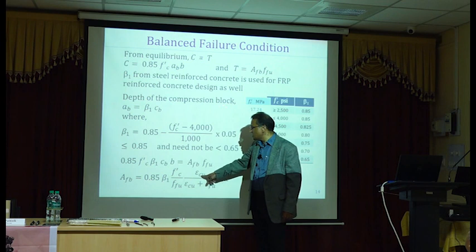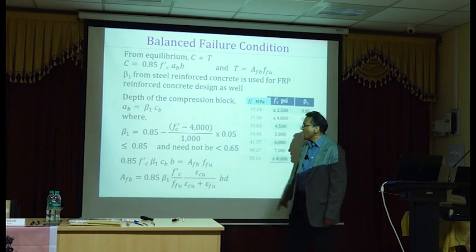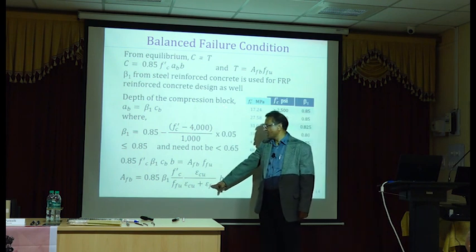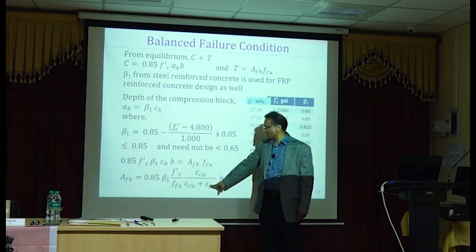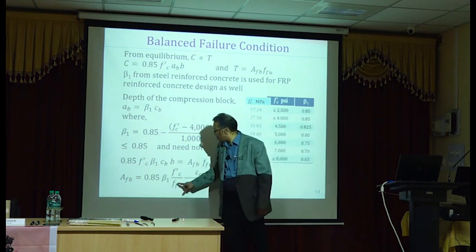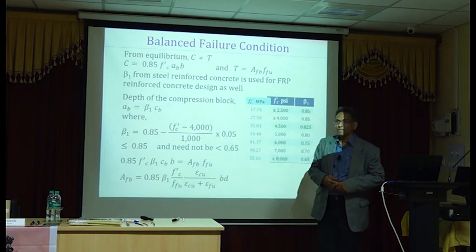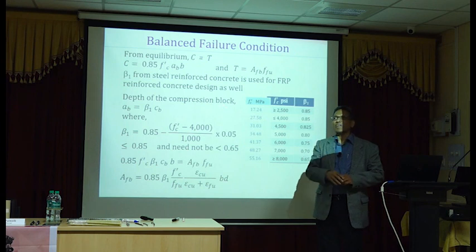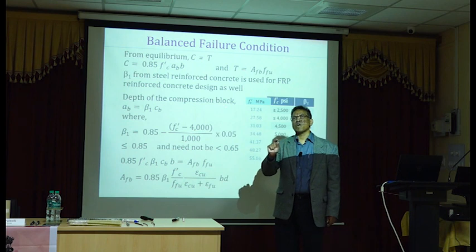Then you have epsilon cu over epsilon cu plus epsilon fu. Here also this is large. Epsilon fu is large compared to 0.002 or the steel yield strain. So we have a large quantity here, and you have a large quantity in terms of ffu. So what happens to Afb? It will be very, very small. Compared to steel, it will be almost 1/4, 1/5. Very, very small.